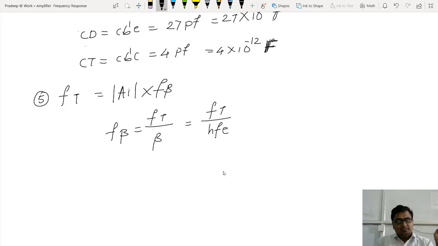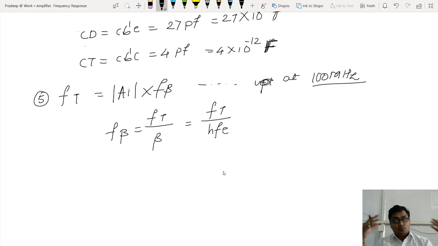So this fT is equal to gain multiplied by bandwidth, up to about 100 megahertz. So if you are working with an amplifier which has a bandwidth up to 100 megahertz, you can use this formula.